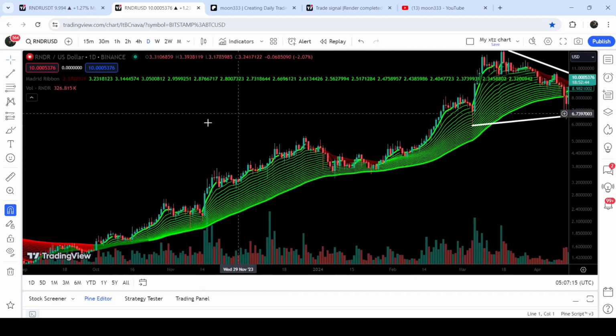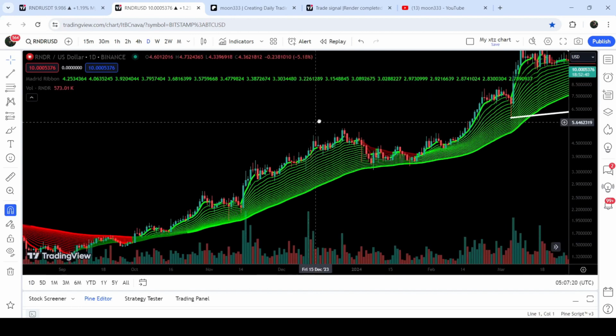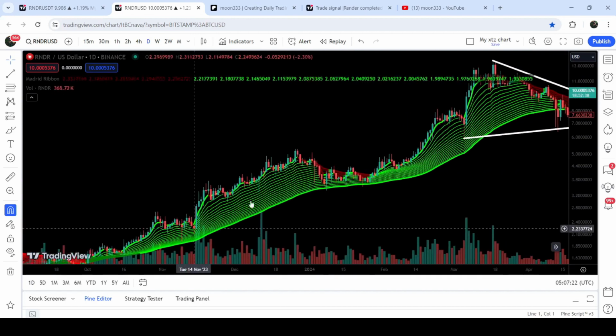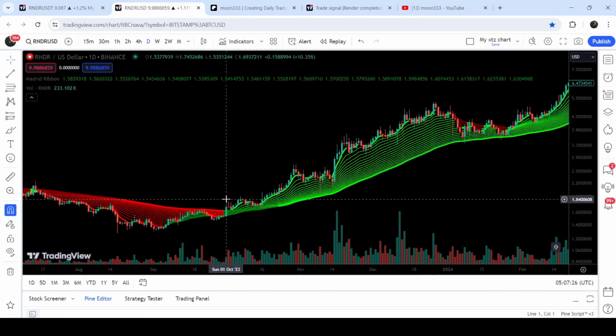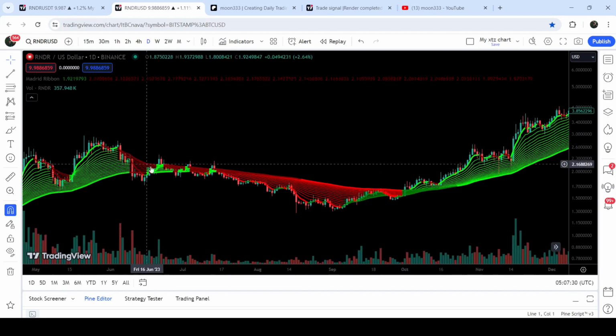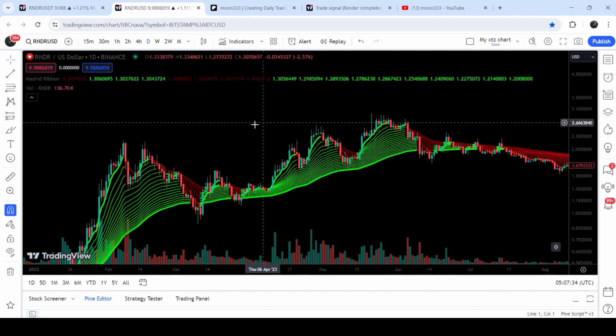Whenever the price breaks out this ribbon, then it works as a very, very firm support. And you can see that we had a very powerful rally when it broke it out here. By the way, here we broke it out on 1st of October 2023. And when it breaks it down, then it works as a very, very strong resistance. Like here, it worked as a resistance.